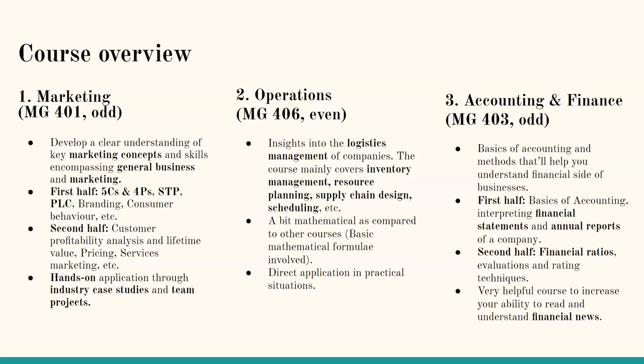So the first half mainly deals with branding strategies and marketing strategies, which include 5 Cs and 4 Ps, which are basically marketing strategy and marketing mix. STP, which is segmentation, targeting, positioning. PLC, which is product life cycle, branding, consumer behavior, etc. The second half is taken up by Professor Dinesh Sharma.